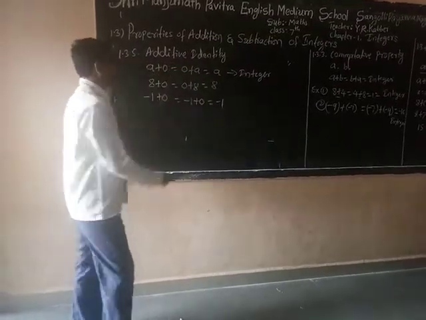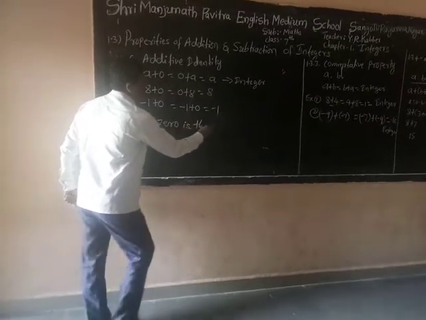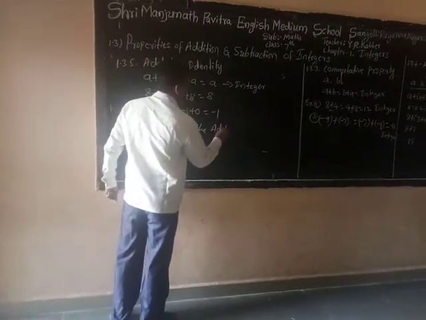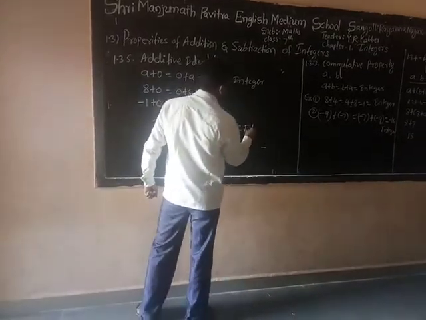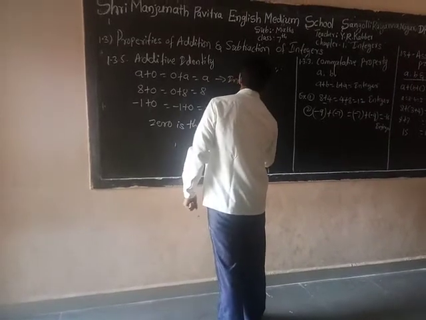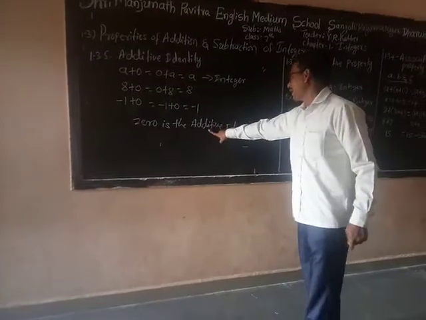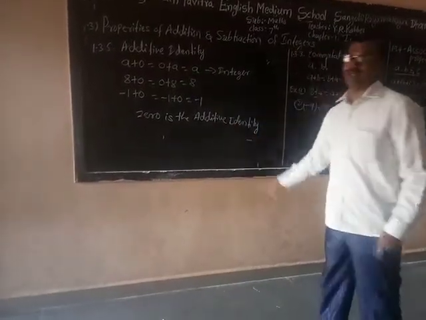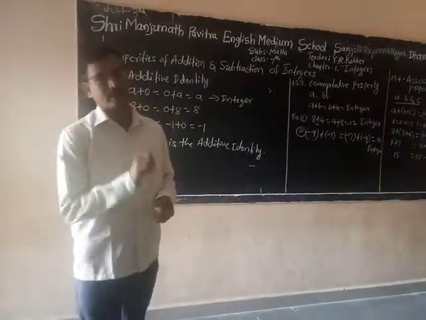Additive identity means 0 is the additive identity. This is a very important concept, dear children. Keep it in mind throughout your life. If one question arises, which is the additive identity, you must and should say 0 is the additive identity.